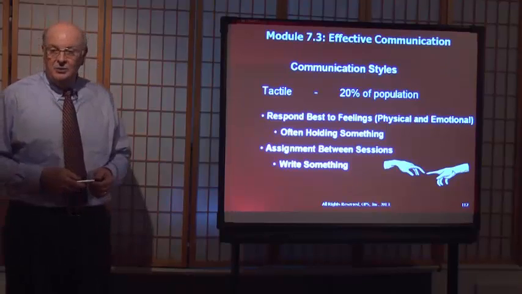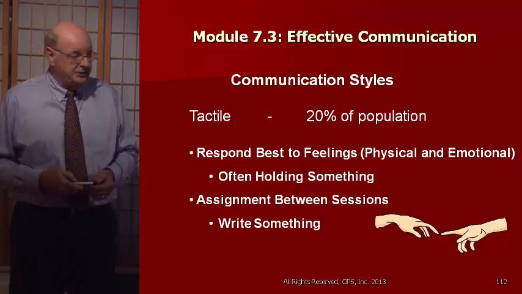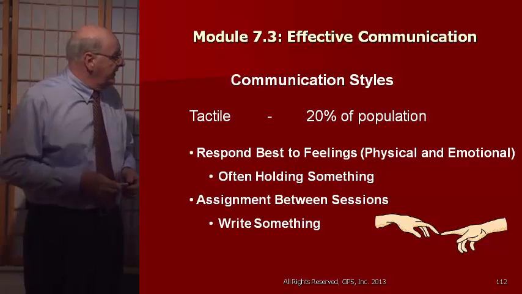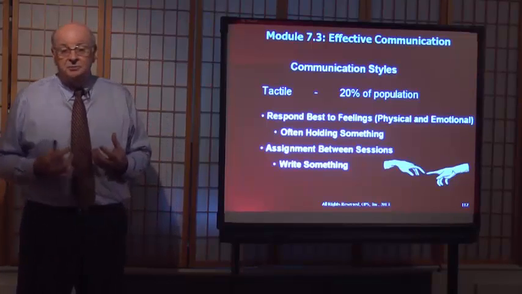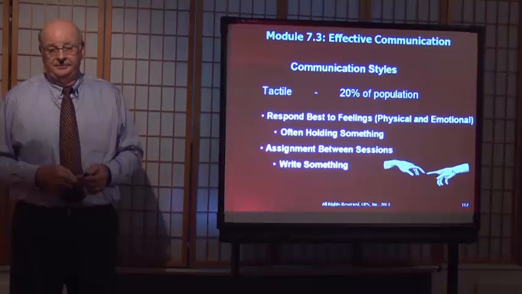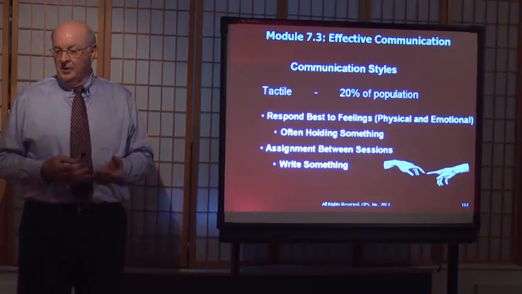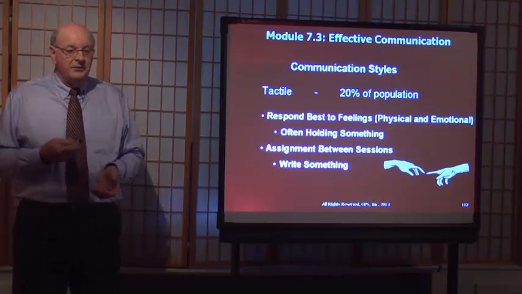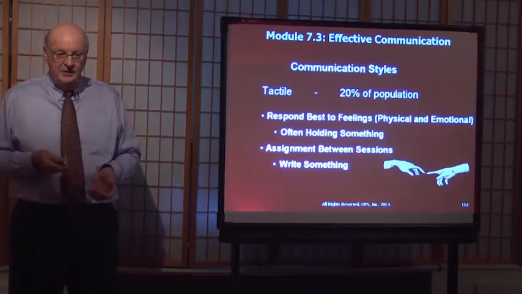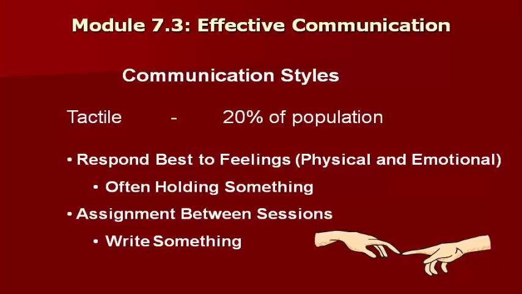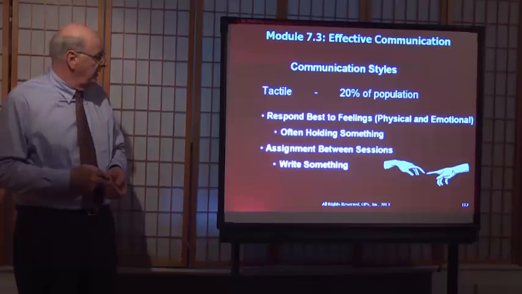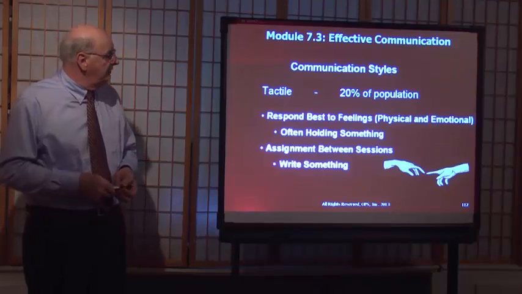Third is the tactile, which is about 20% of the population. They respond best to feelings, and this is both physical and emotional. When you're working with them or in a conversation, they very often will have something in their hand, something that they're touching. Now, they would be more effective if you ask them to write something down. Write about how you feel when your wife says you'll never be a good musician, or whatever. Okay, they have to touch.